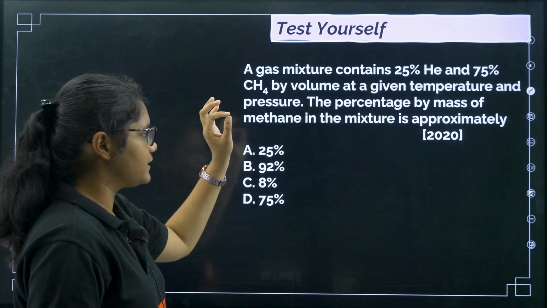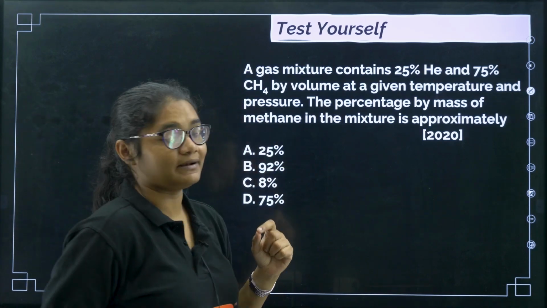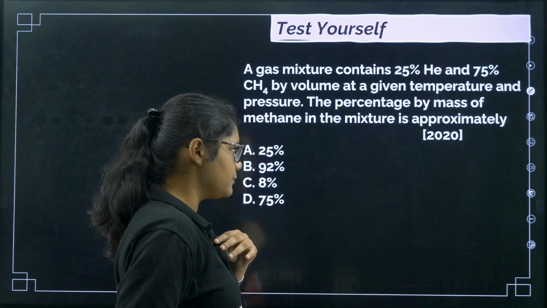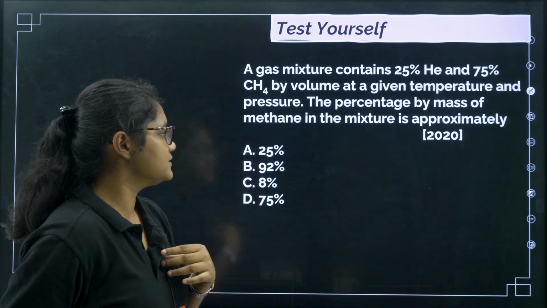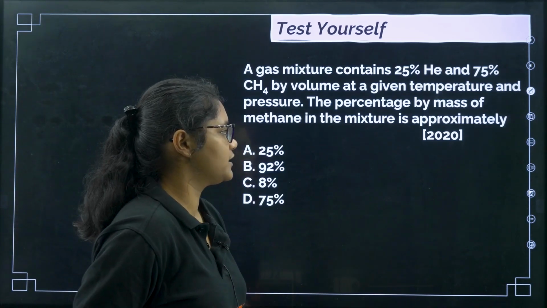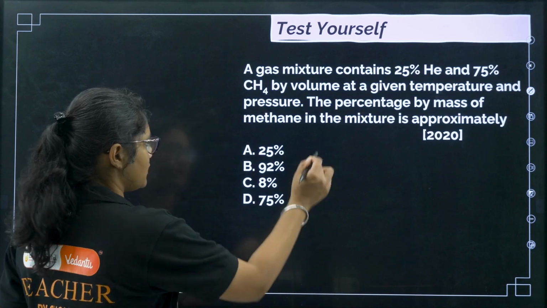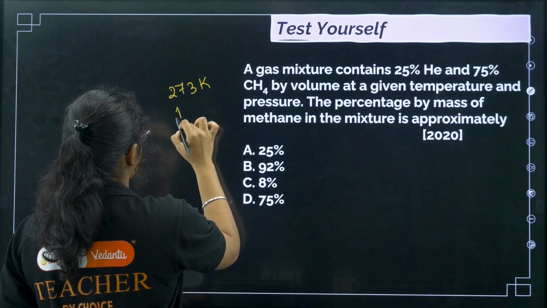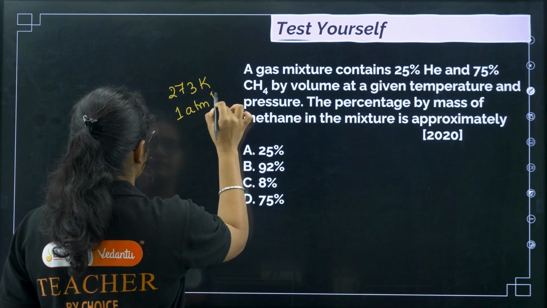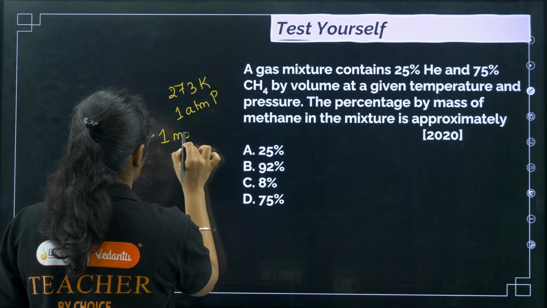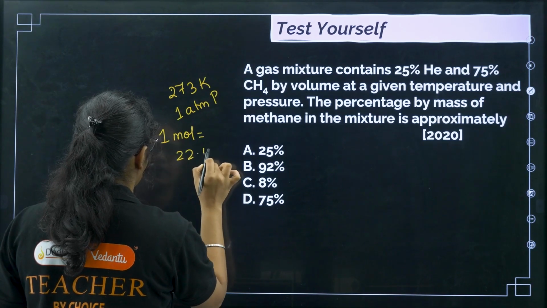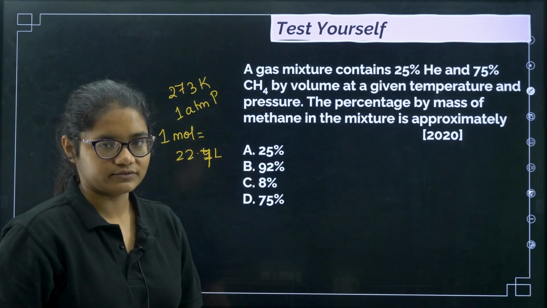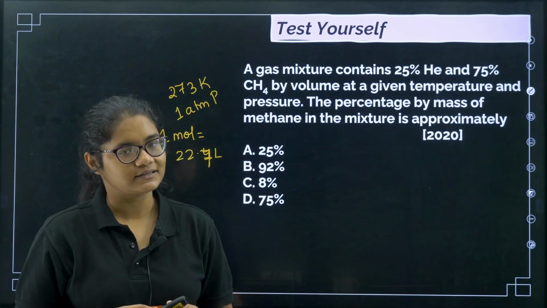A gas mixture contains 25% of helium and 75% of CH4 by volume at a given temperature and pressure. The percentage by mass of methane in the mixture is approximately. So here you have to remember it is 273 Kelvin and 1 atm pressure. That means you can use this formula, that is 1 mole is equal to 22.7 liter. Okay, this relation you can use. So try this question. In the next class I'll be solving it.